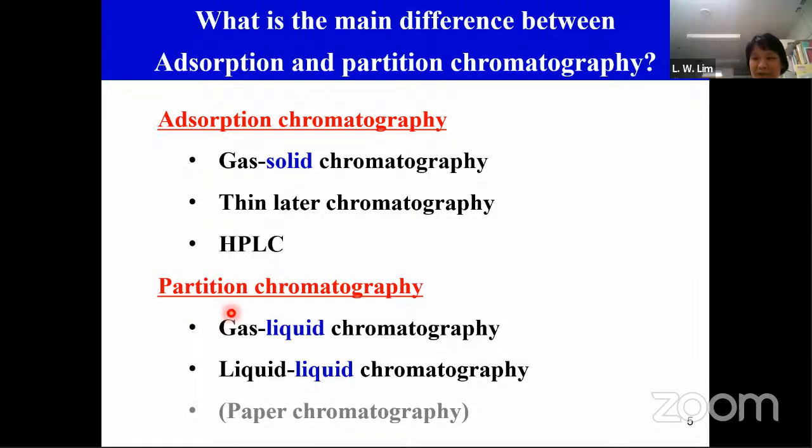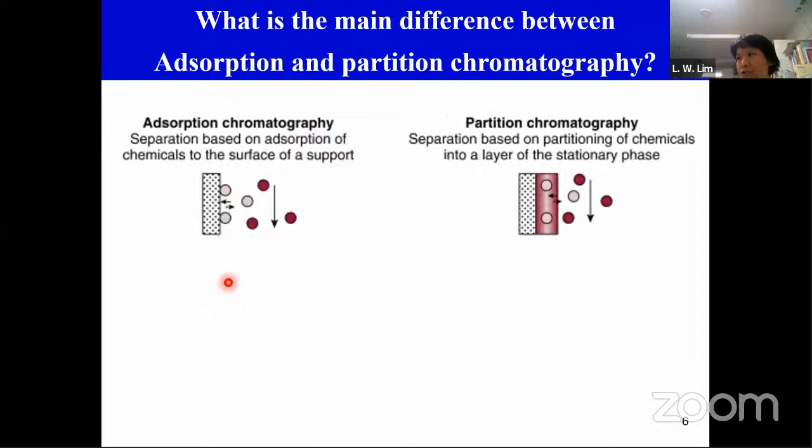So in other words, if I would like to share this diagram, absorption is more like direct interaction to a surface of the support. Whereas partition, originally it is from liquid and liquid, but right now partition has become one of the most important separation modes, because most separation is based on the partitioning of chemicals into a layer on the stationary phase.